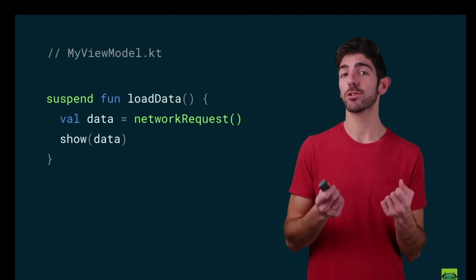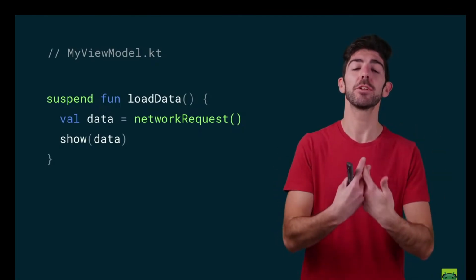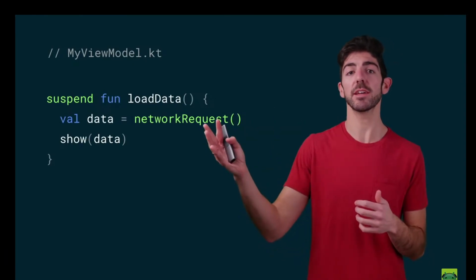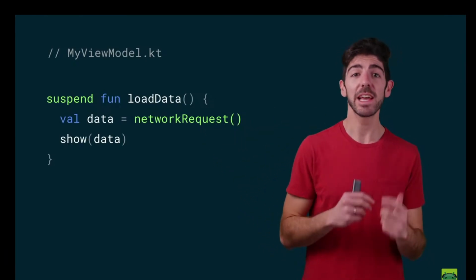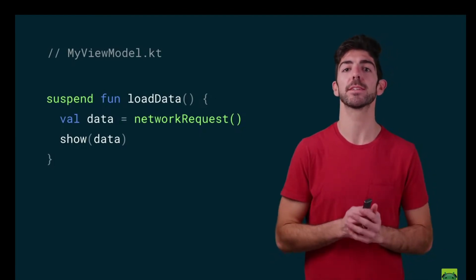LoadData is not calling async or launch. It is a suspend function. It's not triggering new coroutines. Even though it is moving to a different thread with withContext, that is what networkRequest is doing, it is not creating a new coroutine. So we are okay here. This is the first use case.